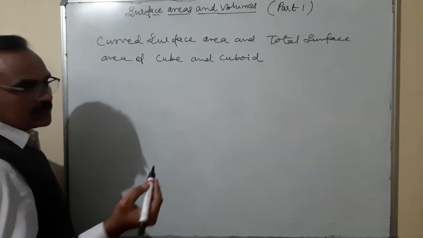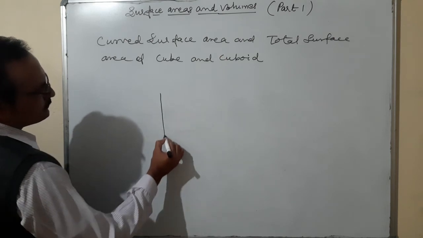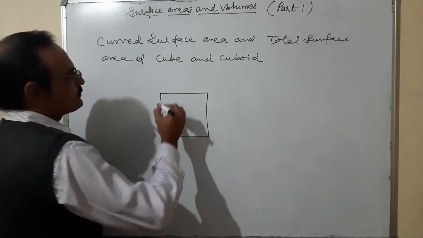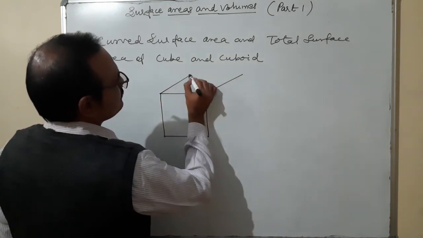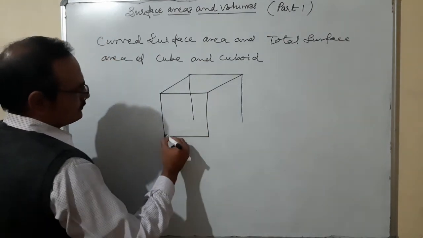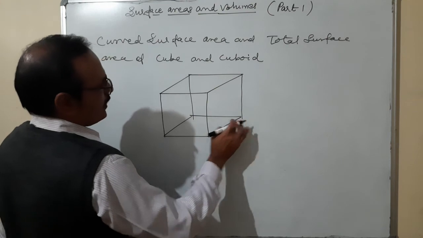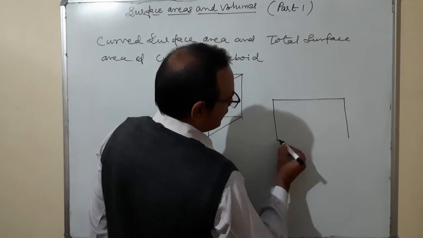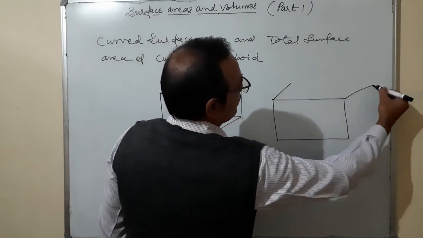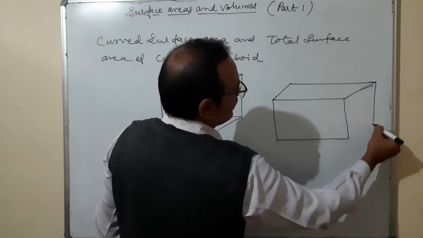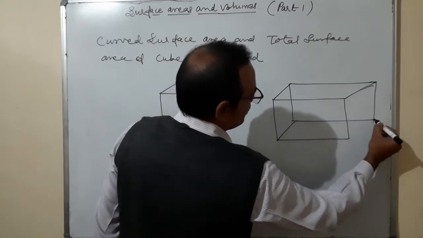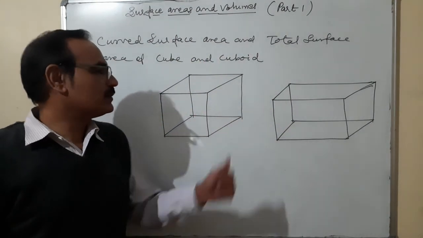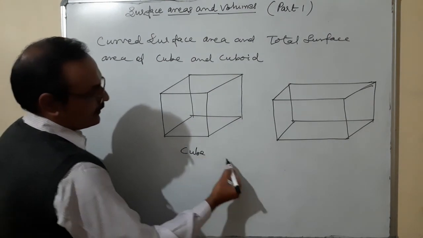Okay, let us see the figure. These are the three-dimensional figures. It's a square shape. One figure is this, the second figure is here. Rectangle. It is a cube and this is a cuboid.